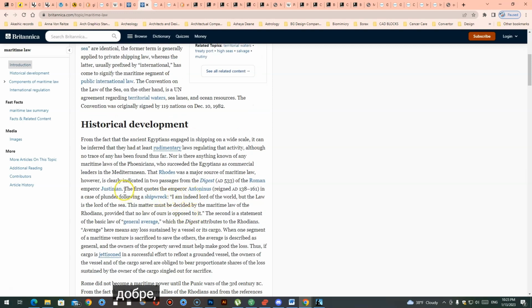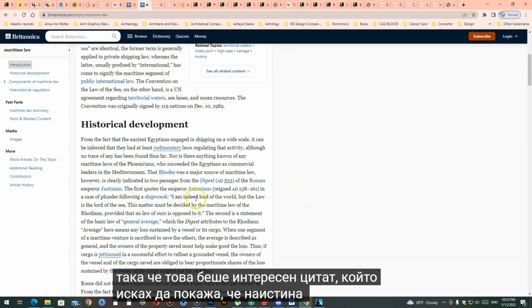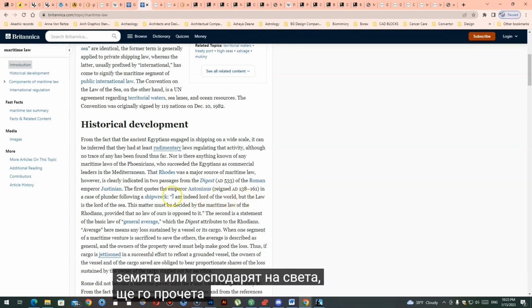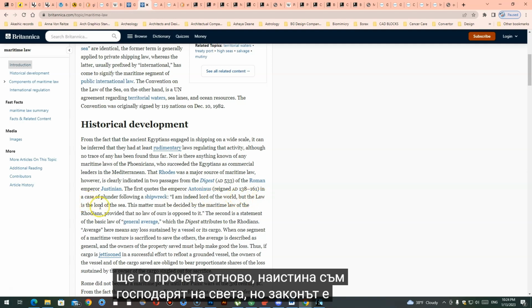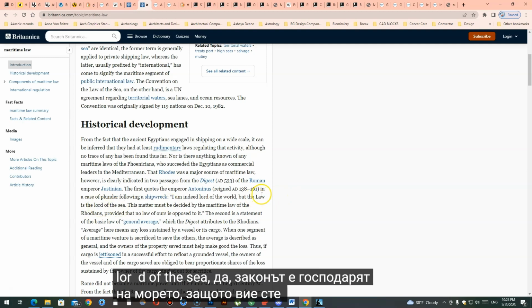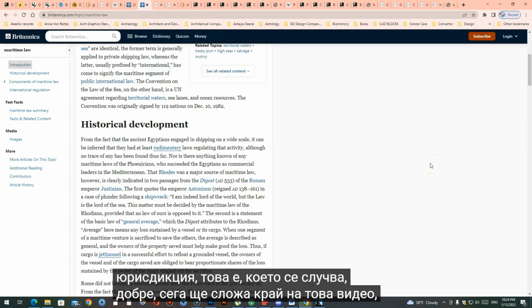Very interesting thing that I want to point out here. Okay, so this was an interesting quote that I wanted to show. I am indeed Lord of the world. I'm going to read that again. I am indeed Lord of the world, but the law is the Lord of the sea. Yeah, the law is the Lord of the sea because you're in maritime jurisdiction. That's what's going on.